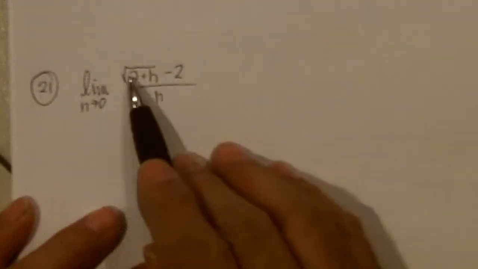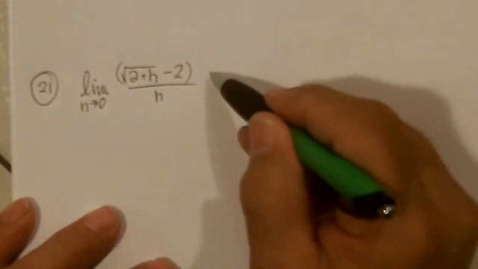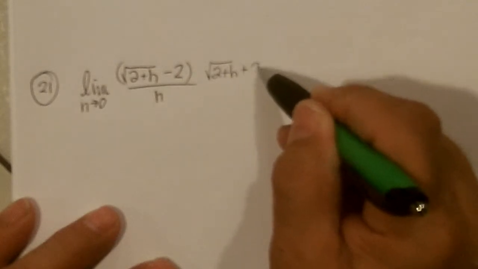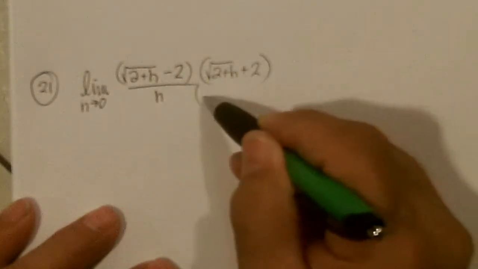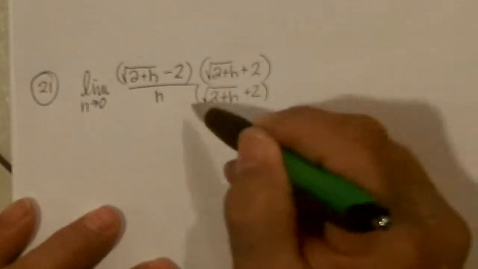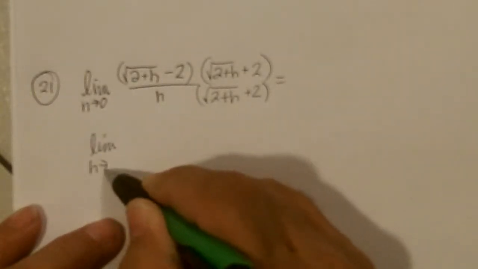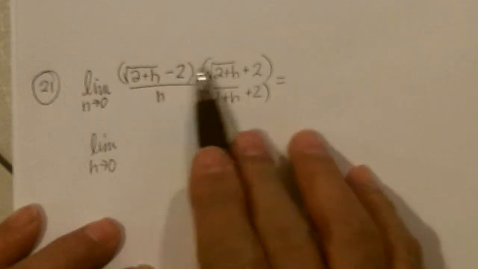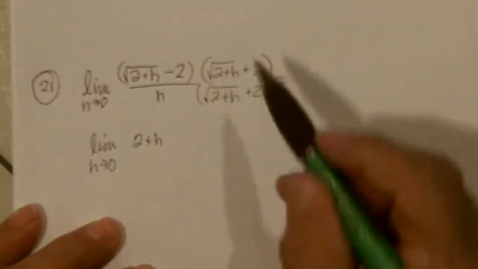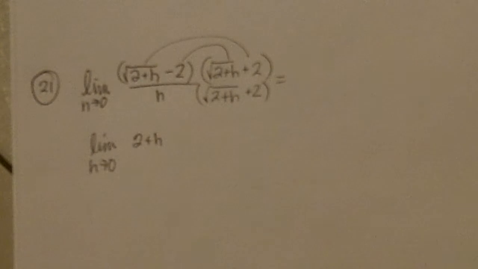And 21, we have a square root, so we multiply by the conjugate. And the conjugate here would be the square root of 2 plus h plus 2 over the square root of 2 plus h plus 2. So we get the limit as h approaches 0. Square root of 2 plus h times the square root of 2 plus h is 2 plus h. The outsides and the insides will be equal and opposite, so they're going to cancel.